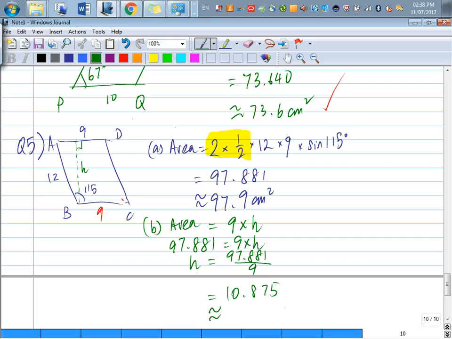10.875. Then check your answer. Once it is correct, put a tick. Okay? Can I move on already?